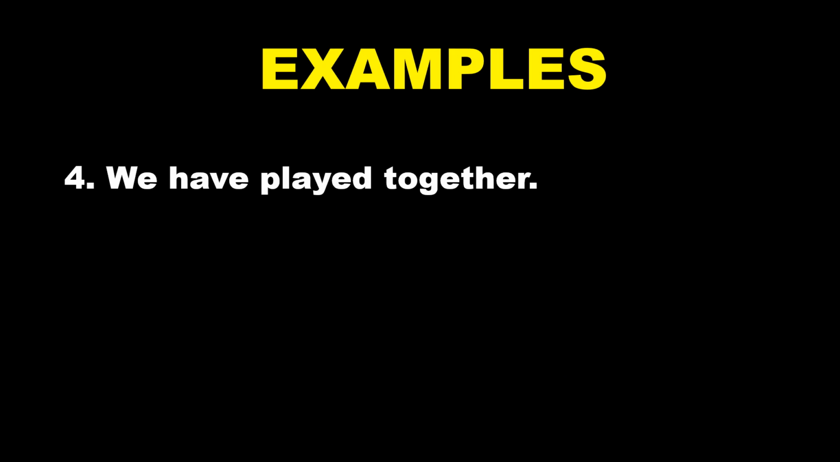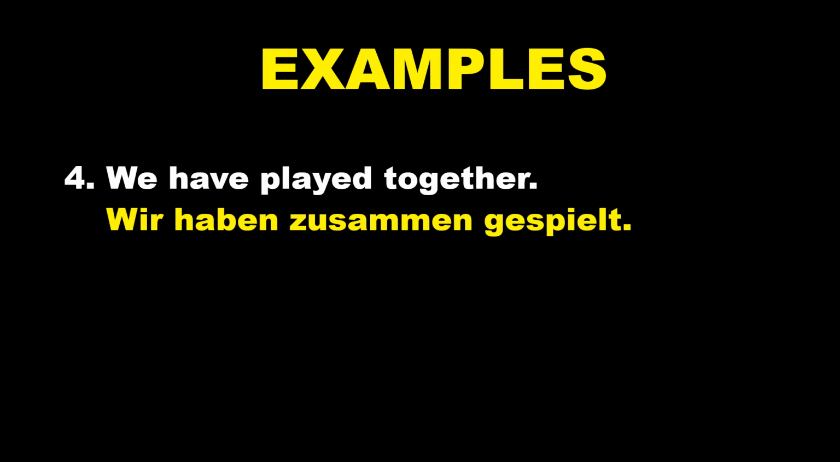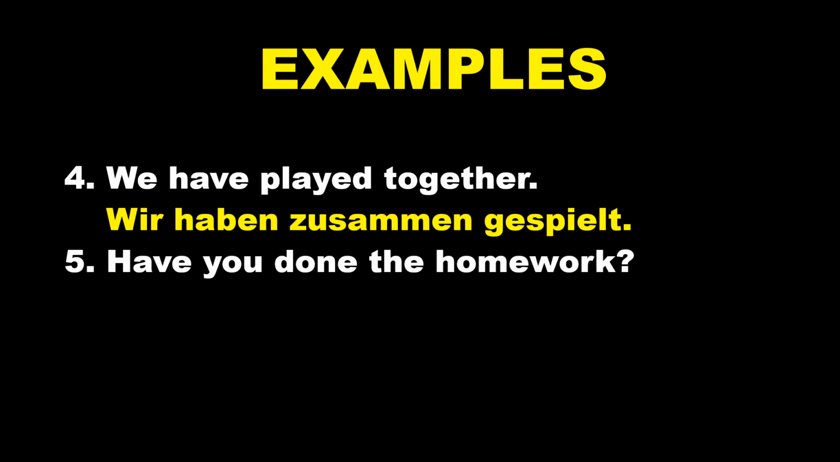Let's go ahead. Let's see some more examples. We have played together. Wir haben zusammen gespielt. Here, wir is the subject, haben the helping verb, zusammen is extra information, gespielt is the Partizip zwei form of spielen.